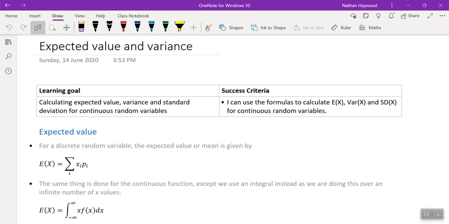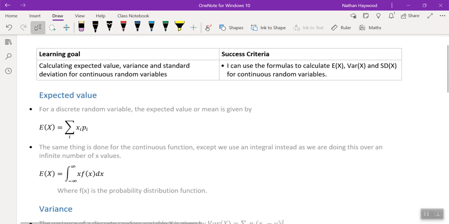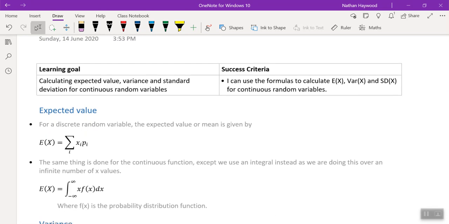Today we're focusing on continuous variables again, and we're finding mainly three things: expected value, variance, and standard deviation. The expected outcome for discrete random variables is each outcome multiplied by its corresponding probability, summing all of those products together. Continuous variables are pretty similar, but it involves calculus.